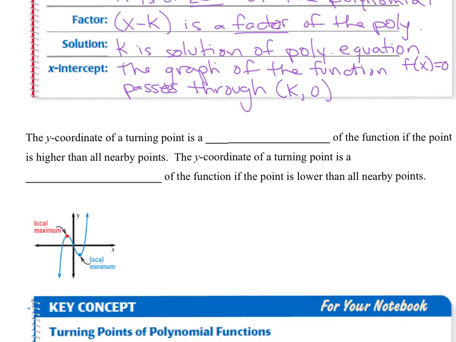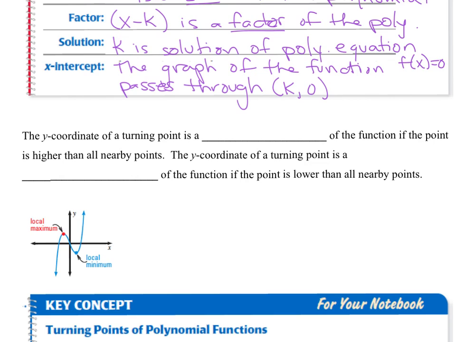So here's a new concept. Here we have a y-coordinate of a turning point. So we actually look at the actual y-coordinate is what we call a local maximum. Or usually we just say it's a local max. Sometimes you'll hear the word relative, which would mean the same thing, if it's higher than all the other nearby points.